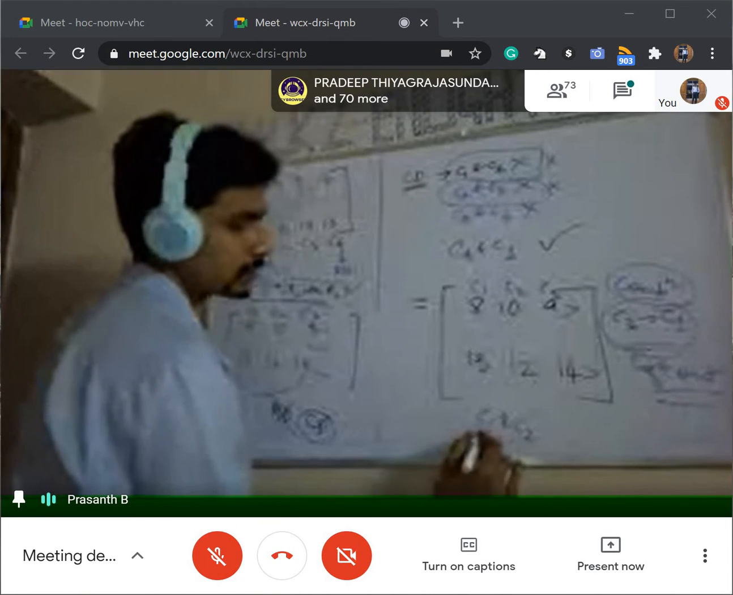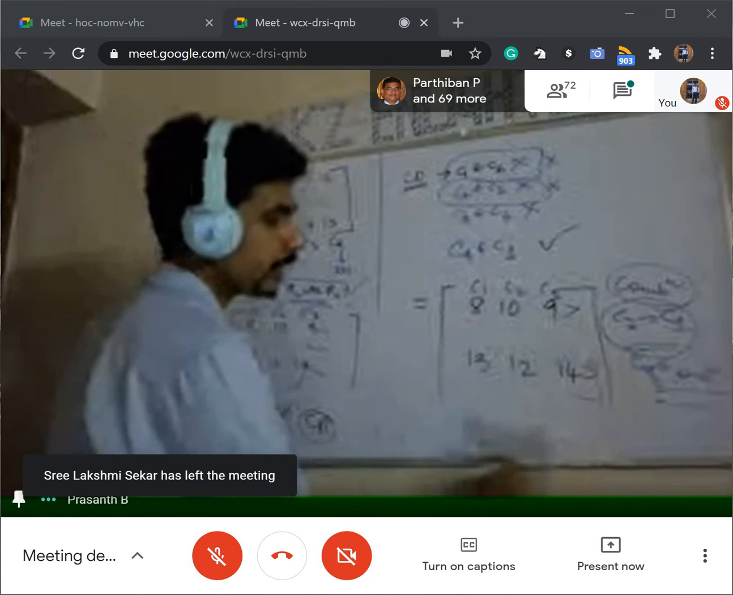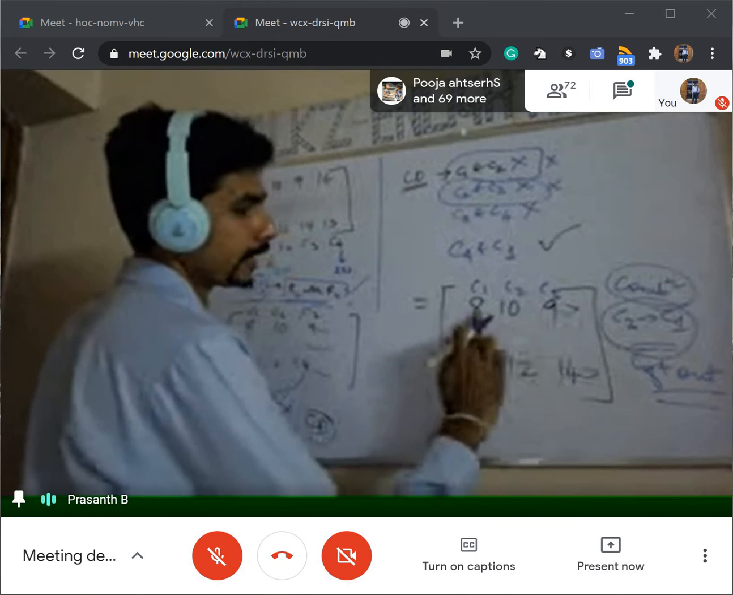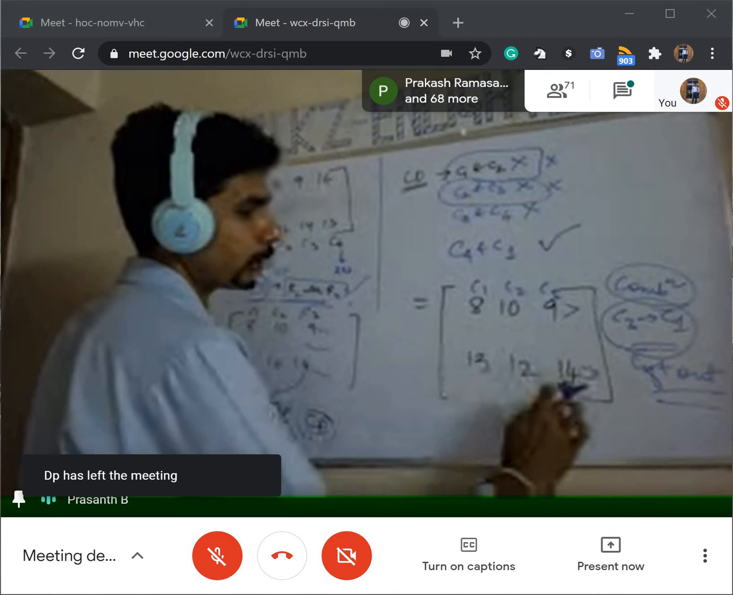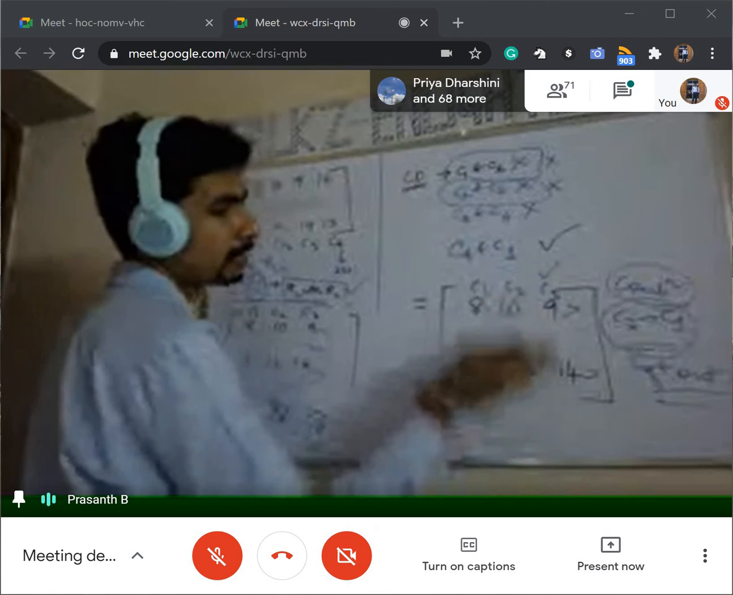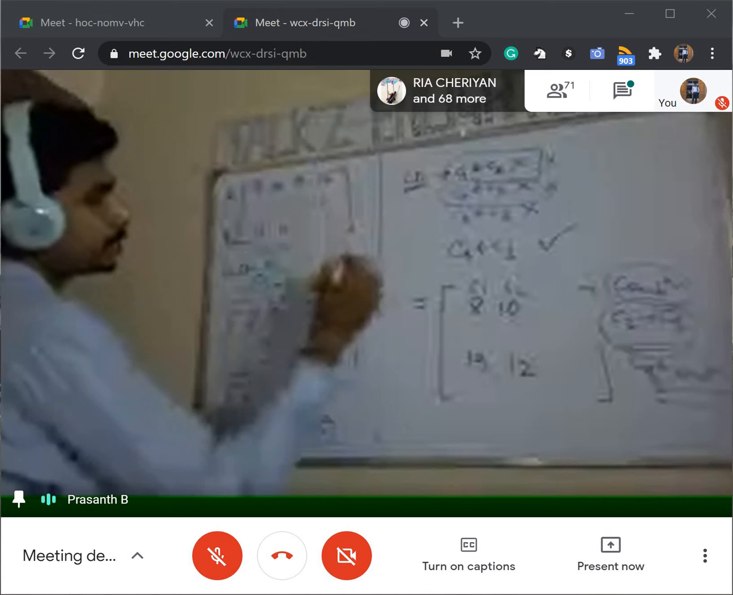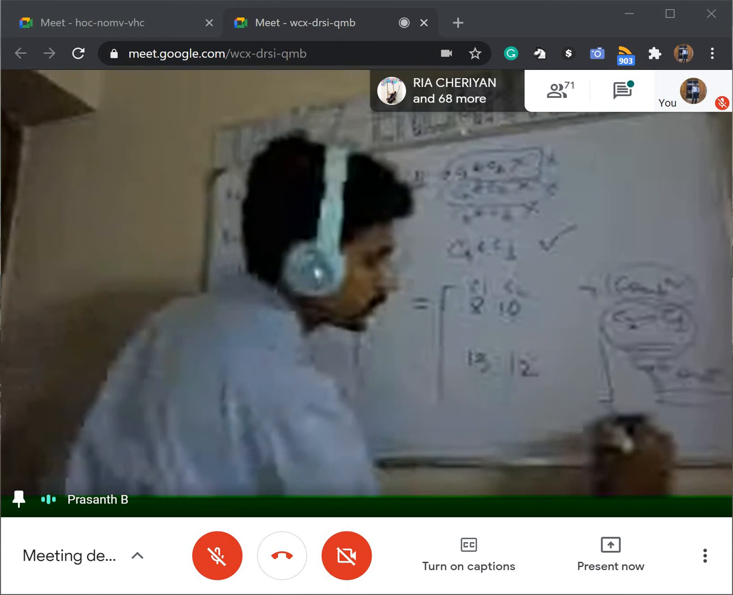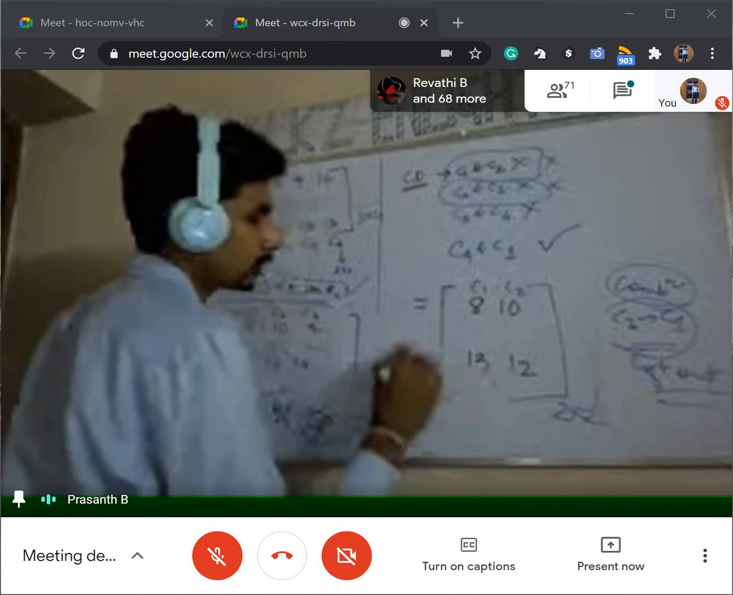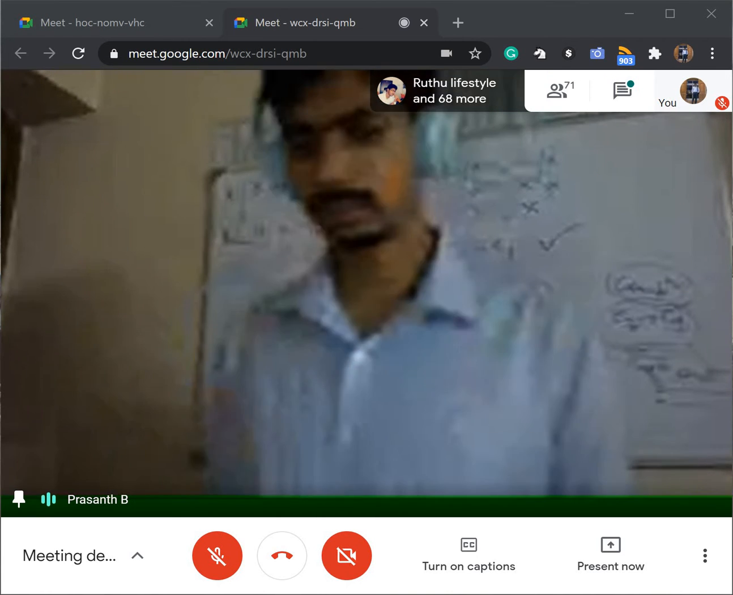So here, when I compare C3 and C1, okay, 9 is greater than 8, 14 is greater than 13. So which means to say what? Whichever column has higher values will get eliminated. So now, earlier the matrix was 3 cross 4. Now what is the size of the matrix? 2 cross 2. This is what is dominance property.